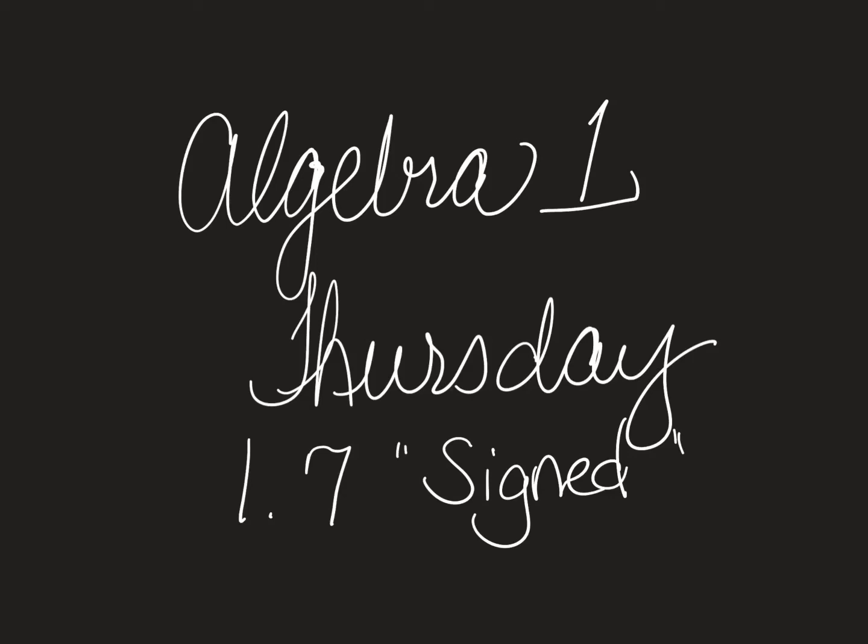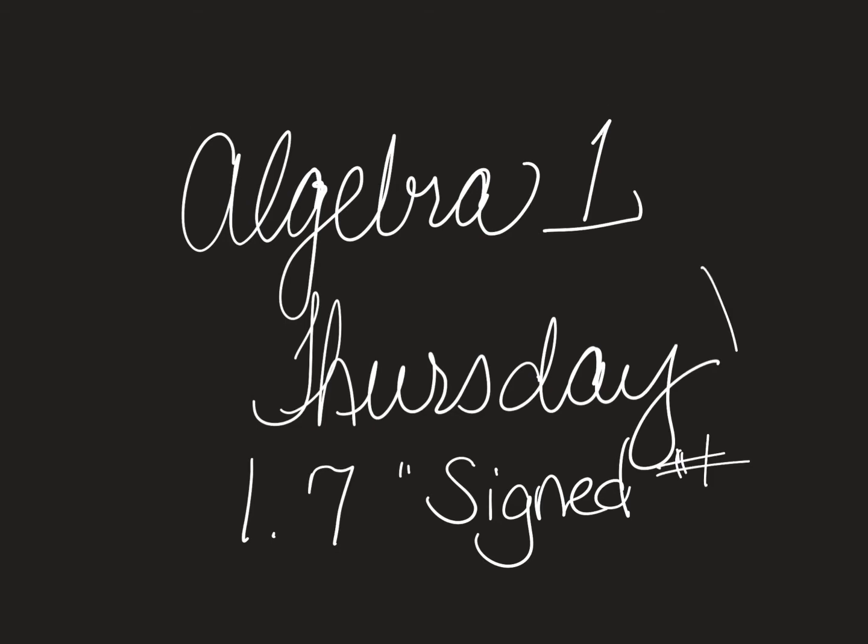Okay, so we're on section 1.7, which is signed numbers. And this is where we are talking about integers. We're talking about positive and negative numbers. Okay, so we're going to be on page 25. We're talking about integers or positive and negative numbers.